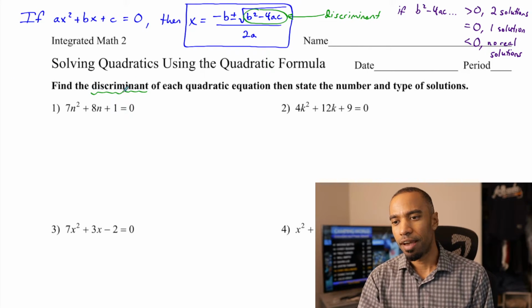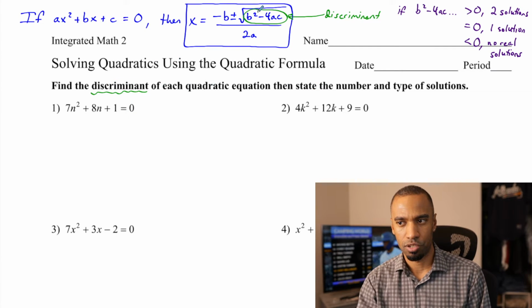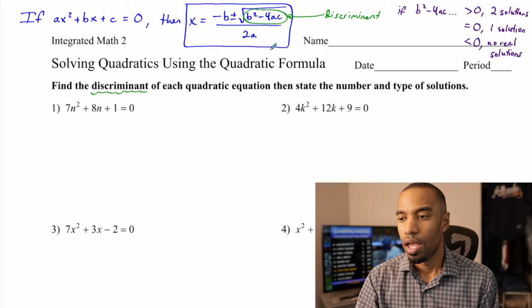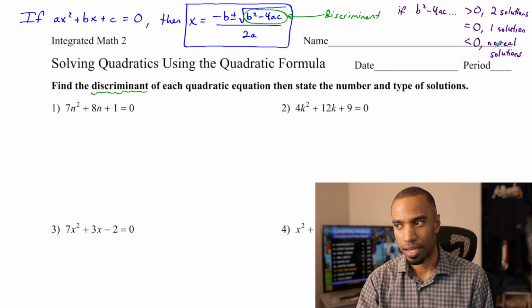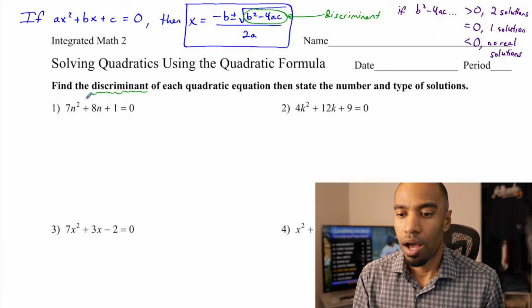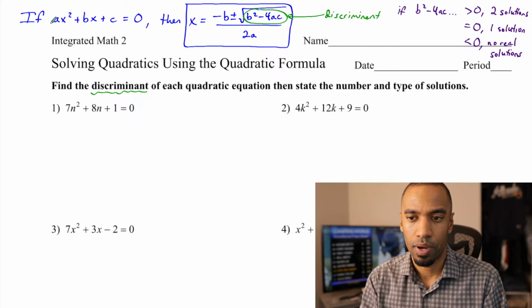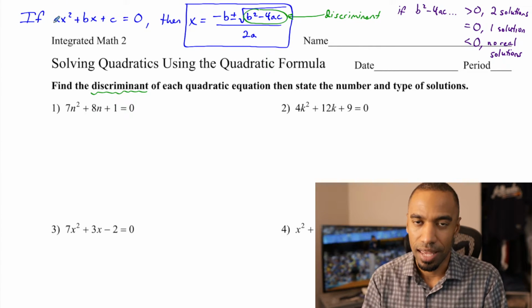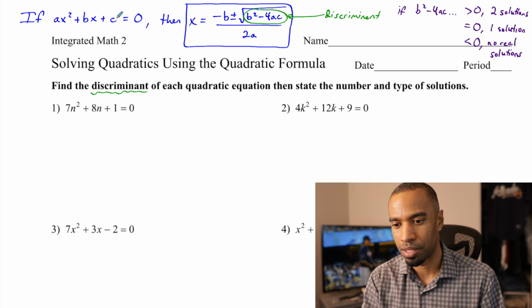Okay, guys, let's find the discriminant of each quadratic equation. Basically, I'm going to be doing the b squared minus 4ac. That's all I'm going to be doing. And then we're going to state the number and type of solutions, how many solutions and what kinds they are. Okay, so in order to do this, once again, you have to first make sure that you have your equation in standard form and set equal to 0. If it's not, then you don't truly have your A, B, and C.